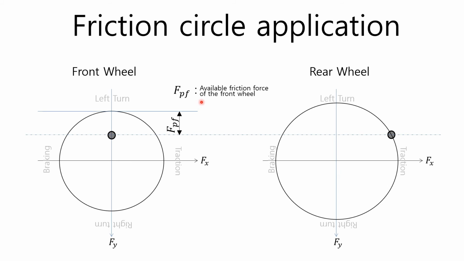Let's define FPF as the available friction force of the front wheel. On the other hand, the rear wheel uses all available friction force for the traction in a left turn. Since we have front wheel without traction and rear wheel with traction, it can be seen that it is a rear-wheel drive vehicle.